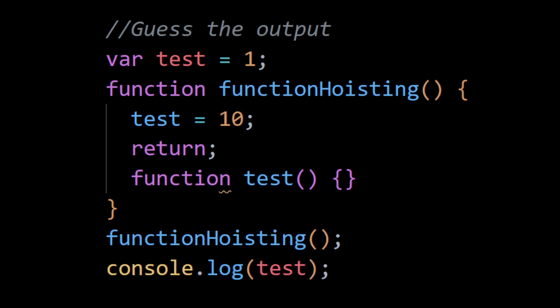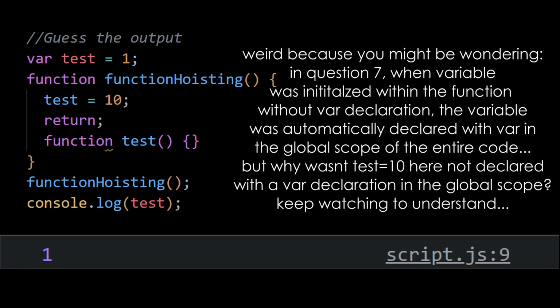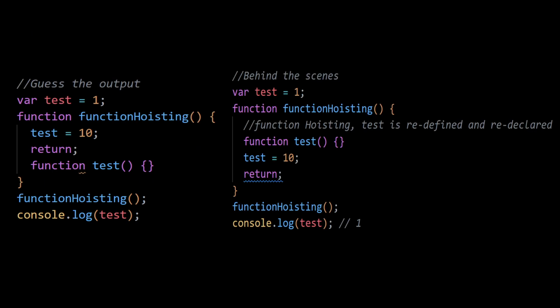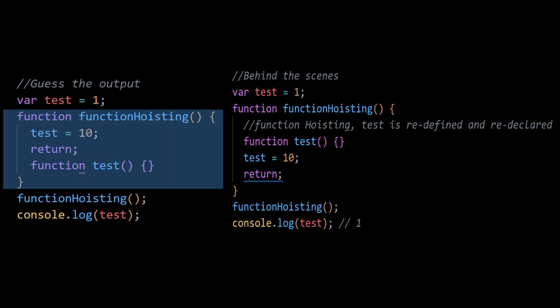This question might be tough for a lot of people. The output of this code is going to be 1. Weird, right? Well, here's the behind the scenes implementation of this code. Let's walk through the actual code step by step. First, the variable test is declared and initialized with the value 1. Then, the hoisting function is defined.